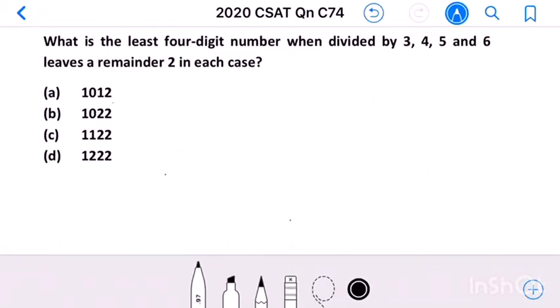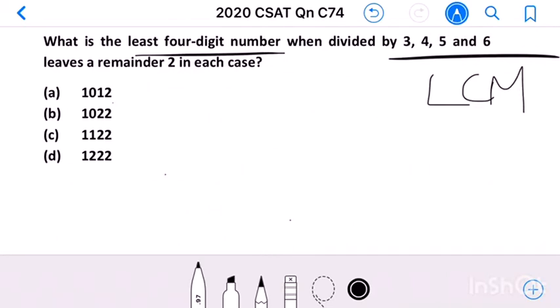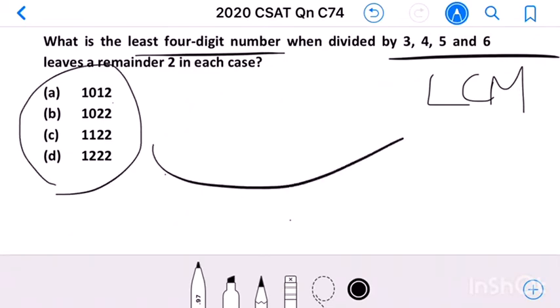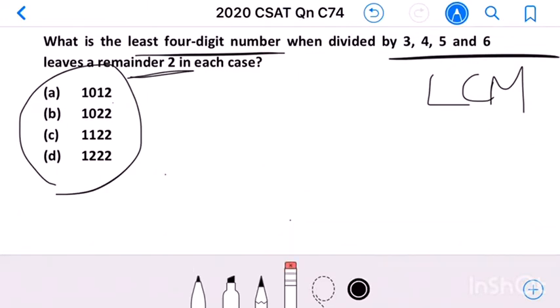Question number 74. What is the least 4-digit number which when divided by 3, 4, 5 and 6 leaves a remainder 2 in each case? So here we have to find the 4-digit number. For that, first we have to find the LCM of these 4 numbers. Then whichever among these options, when divided by the LCM, gives remainder 2, that will be our answer. So first find the LCM by prime factorization.